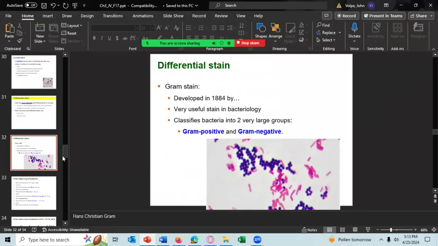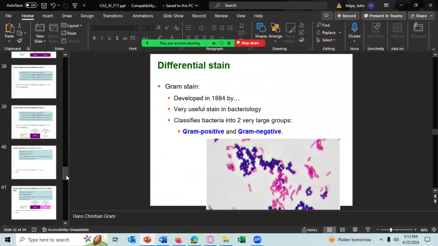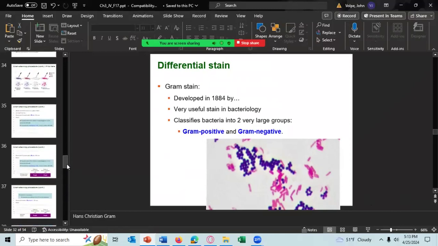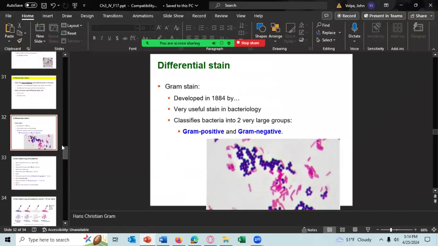I haven't talked about the special stains. Let me see. I will at the very end. The special stain stains a particular part of the cell, and that allows you to see that part of the cell better. Like maybe it's the flagella stain. That's a stain that stains the flagella, and that's only a cell structure. So we call it a special stain.